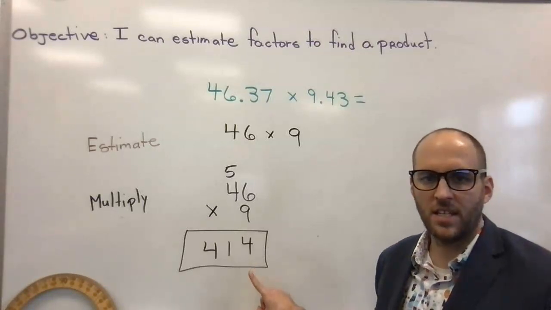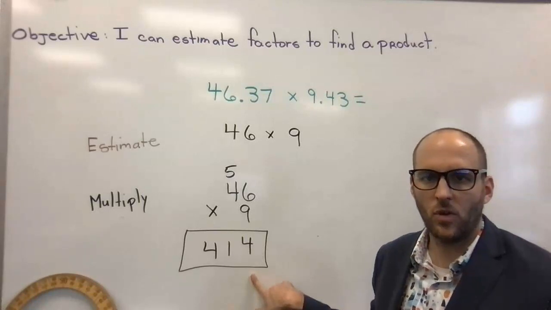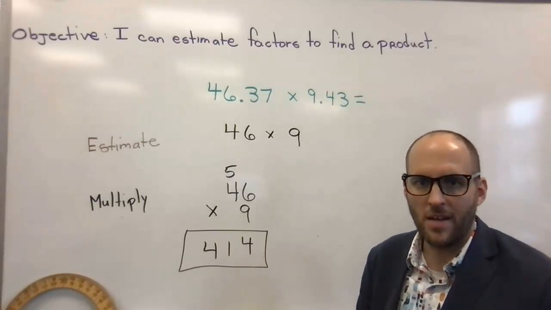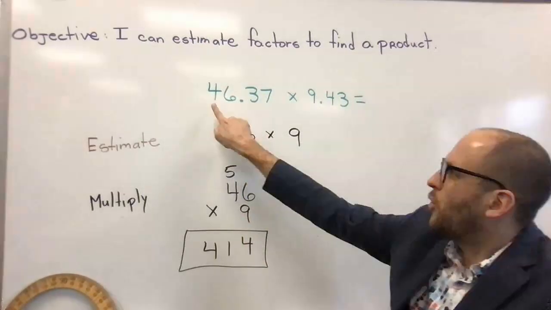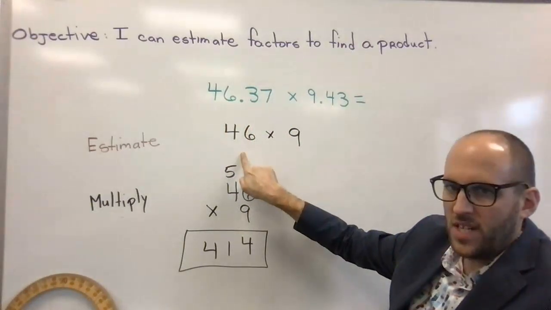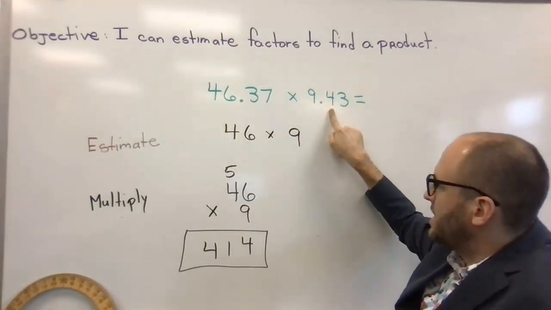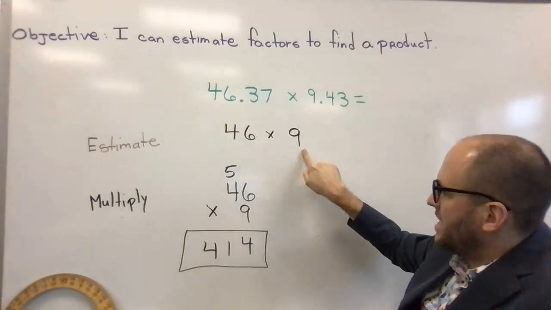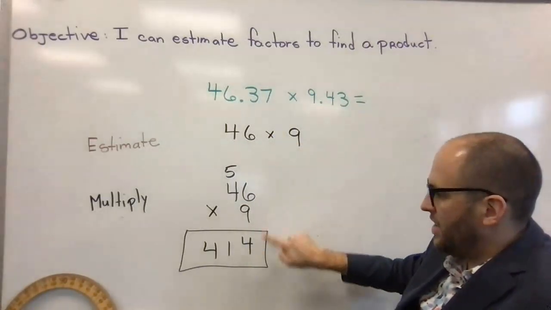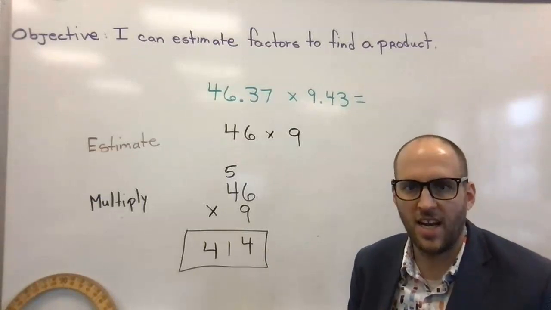Hopefully you came up with an answer of 414 for this problem. Let's walk through it and see if you didn't get that, where you might have made your mistake. 46 and 37/100, that 3 tells us to keep it the same, so we stay at 46. 9 and 43/100, this 4 tells us also to stay the same, so our estimates are 46 and 9, and when we multiply those together, you should get 414. Let's try another problem.